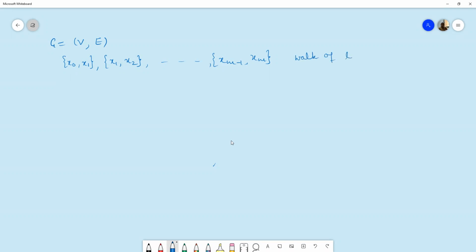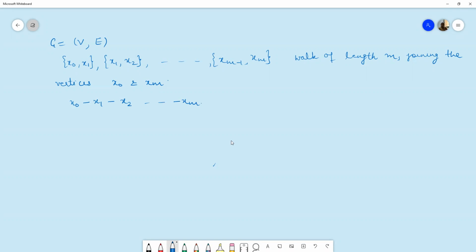of length m, and this walk basically joins the vertices x0 and xm. This is a walk of length m joining the vertices x0 and xm. And we denote this walk also like this: x0 to x1 to x2 and so on up to xm. We denote it like this.